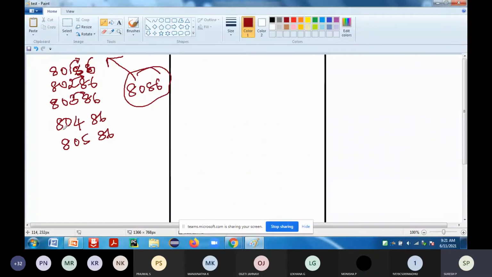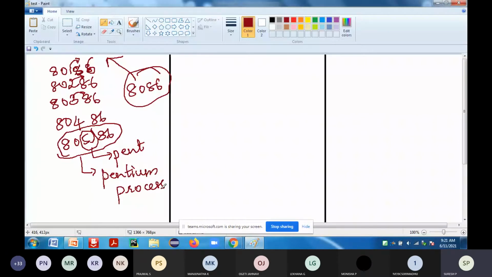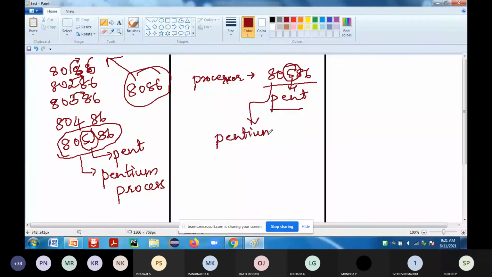So this is where the 5 refers to Pent. This is where your Pentium processor starts. It is nothing but the 80586. Since the 5 refers to Pent, the 80586 processor is called the Pentium processor. With advancement, Pentium 1 came, Pentium 2 came, Pentium 3 came, Pentium 4 came.